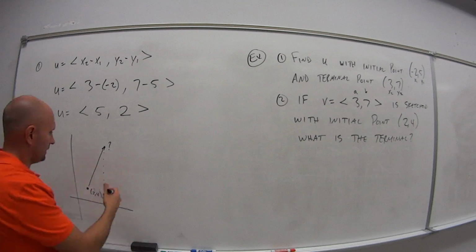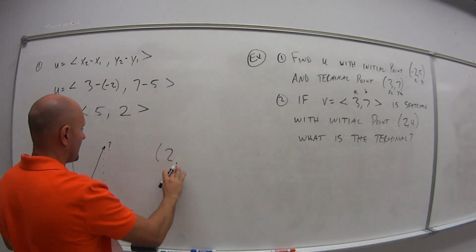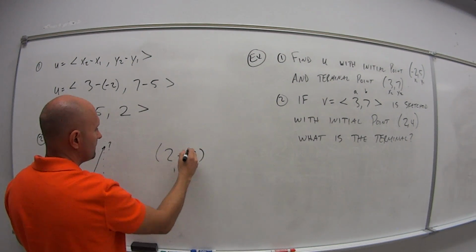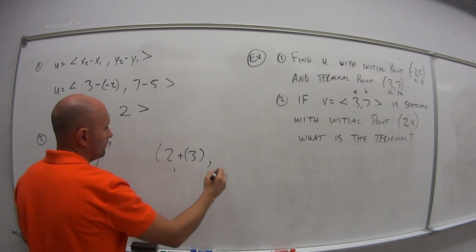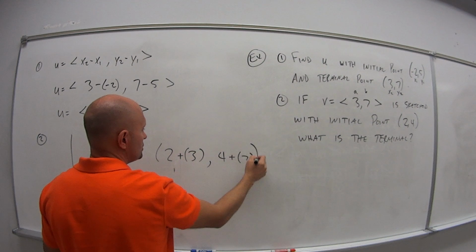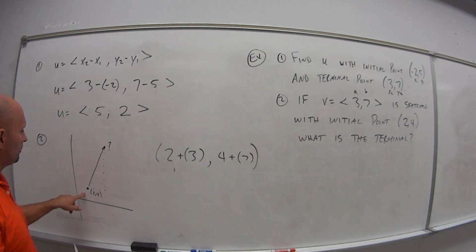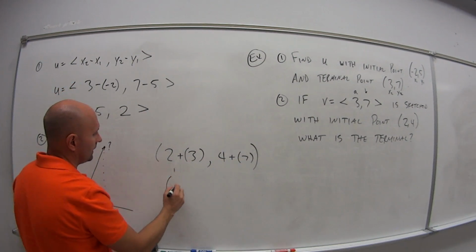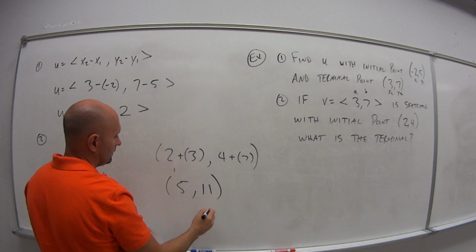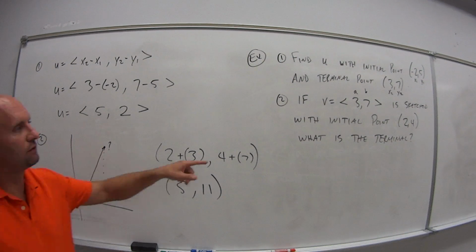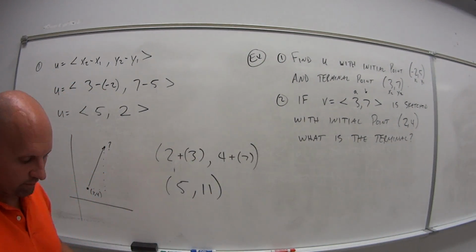So what are we really doing? We're just taking the point we have, 2, and adding to it our A value, which is 3. And then our starting point 4, and adding to it the B value, which is 7. Because no matter where we start, we're going to move 3 units to the right, 7 units up. So that gives us a point of 5, 11. So that would be our terminal point if our initial point is 2, 4, and the vector has dimensions 3, 7.